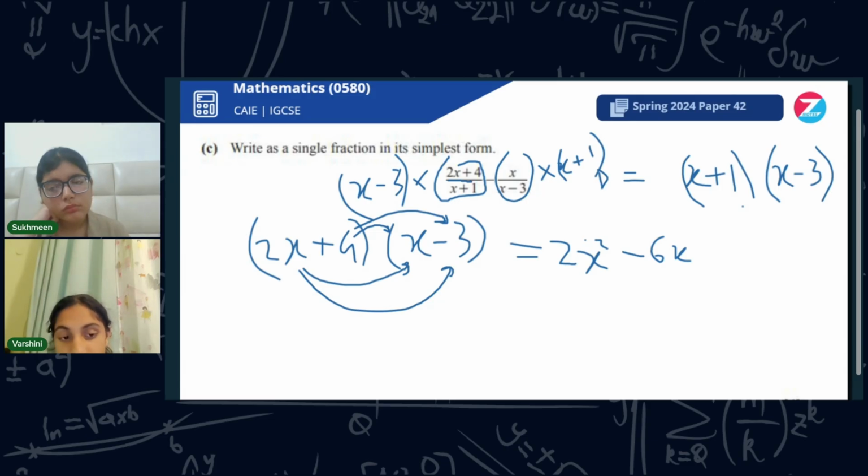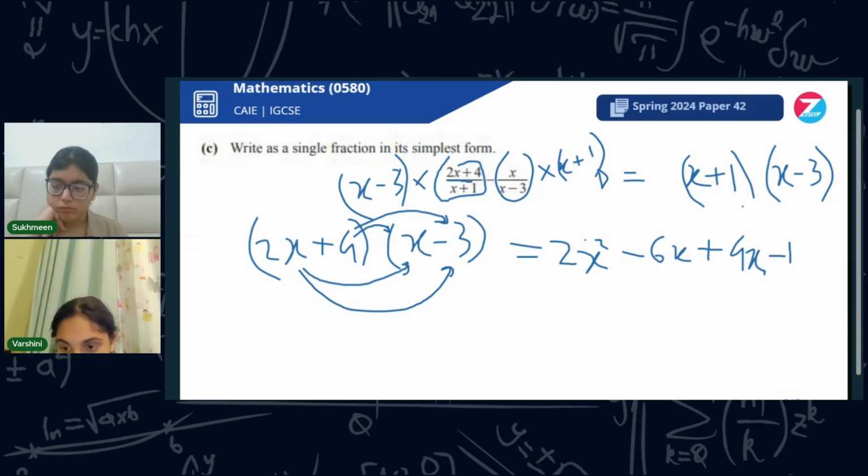And lastly, we have to multiply 4 into both terms. So we need plus 4 into x, which is just 4x. And again, plus 4 into minus 3, which you can put in your calculator, and it's going to be minus 12. So we can simplify this because minus 6x and plus 4x both have the same x term. So we can add these x terms up and make this 2x squared. And we know minus 6 plus 4 is going to be minus 2x, minus 12.